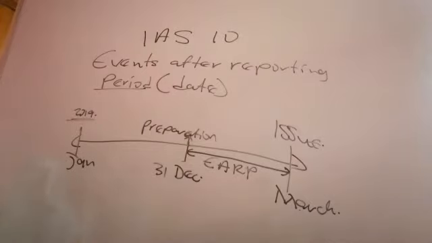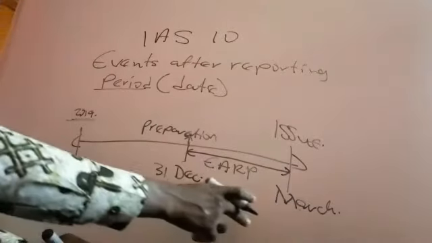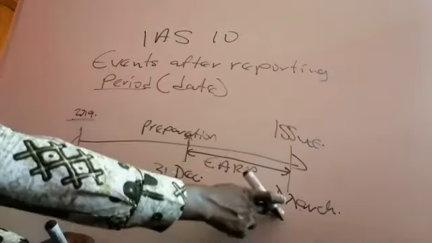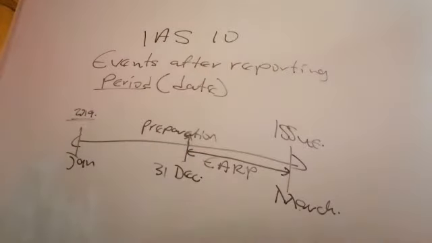One, it must occur right after the preparation. After preparing the financial statement, that transaction will come to reality. And then the second issue is that this transaction must also occur before you publish the financial statement. If you publish it, maybe 31st, publish it the last day of March, right? Good. Then the following day, that's 1st April, transaction okay.